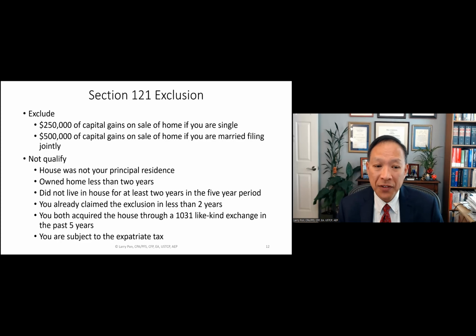Now, what's not going to qualify for the exclusion? The house was not your principal residence, if it's a vacation home or a second home. You owned the home for less than 2 years. You did not live in the home for at least 2 years in the 5-year period. You already claimed the exclusion in less than 2 years, or you acquired the house through a 1031 like-kind exchange in the past 5 years. That's if you rolled a gain from a rental property to the home you're living in, but let's wait 5 years. Or you're subject to the expatriate tax. That's if you decide to give up your US citizenship.